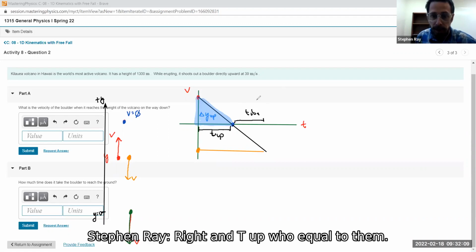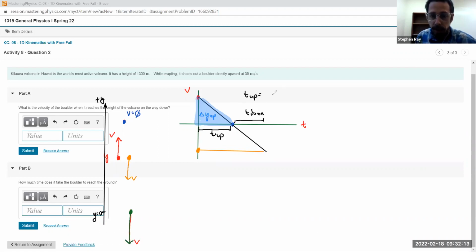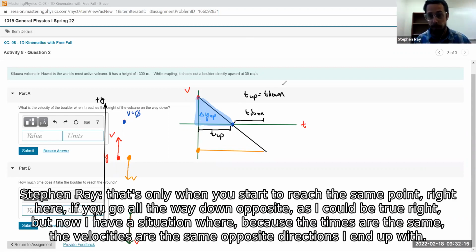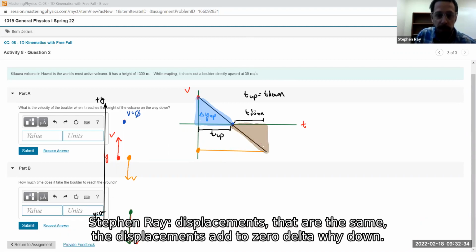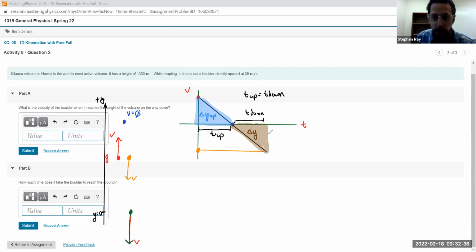Right, and T up will equal T down. That's only when you start to reach the same point, right? If you go all the way down, obviously that's not going to be true. But now I have a situation where, because the times are the same, the velocities are the same, opposite directions, I end up with displacements that are the same. The displacements add to 0, delta y down.